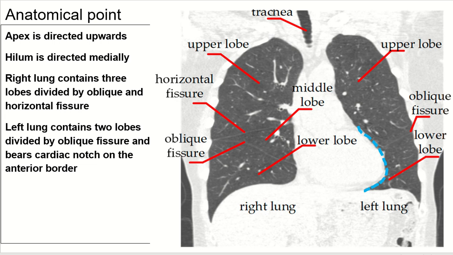Now the anatomical position of the lung. Apex is directed upward, hilum is directed medially. Right lung contains 3 lobes, upper lobe, middle lobe, lower lobe, divided by oblique fissure and horizontal fissure. Left lung contains 2 lobes divided by oblique fissure, and it bears a cardiac notch at its anterior border. So this is all about part 1.